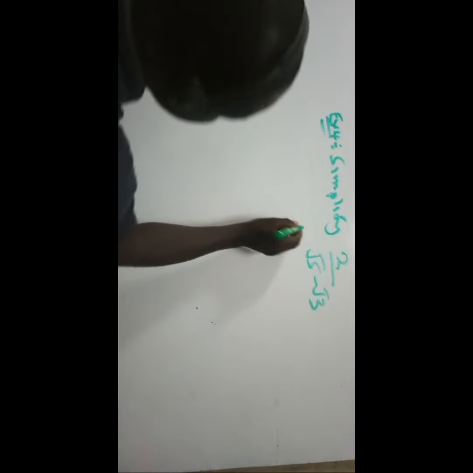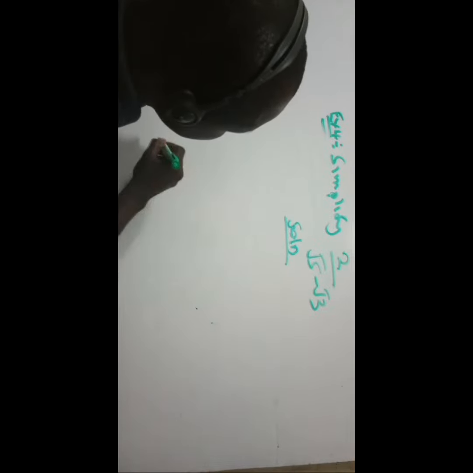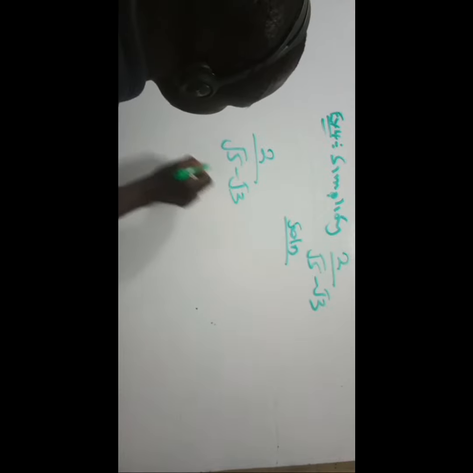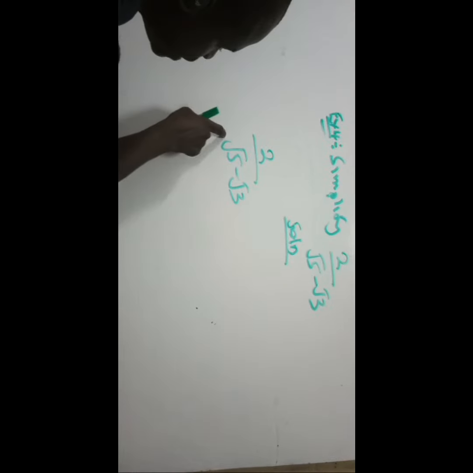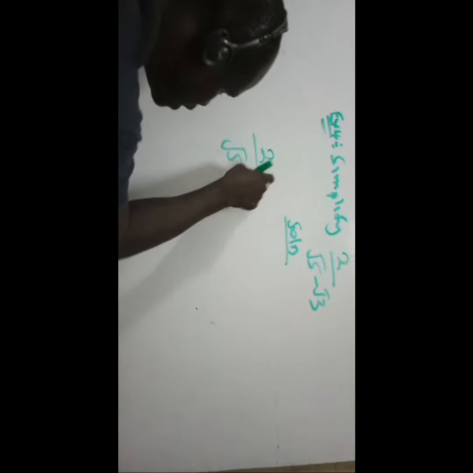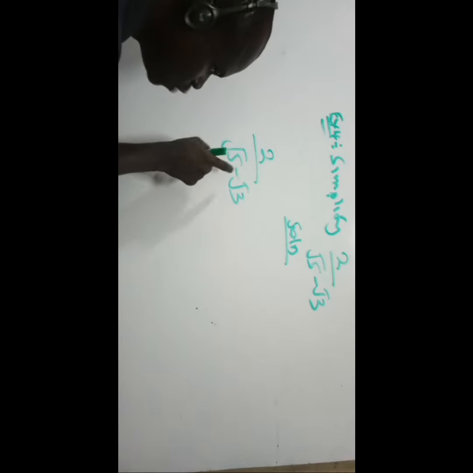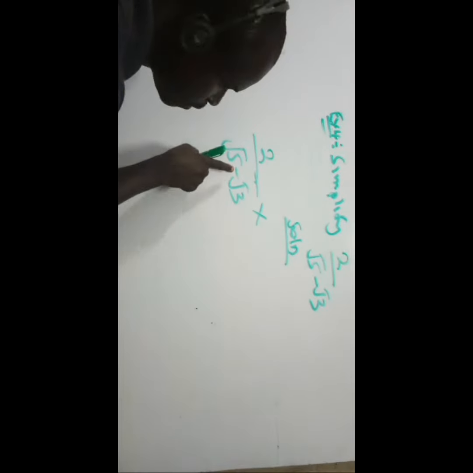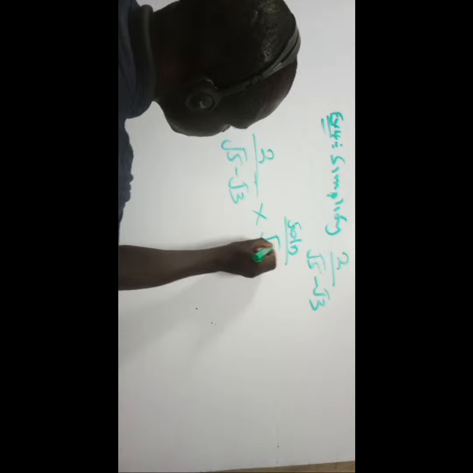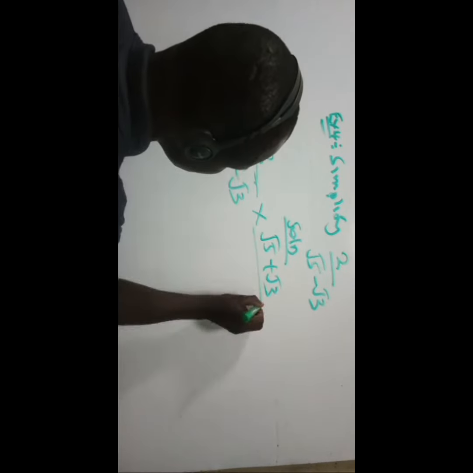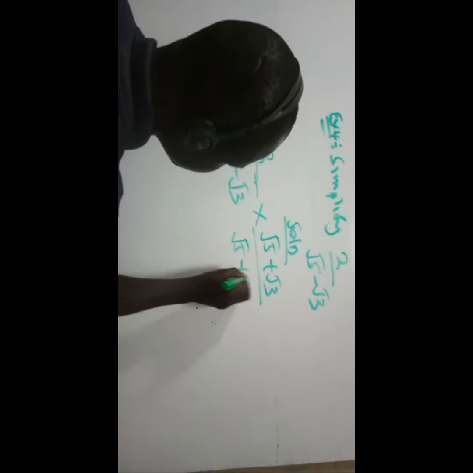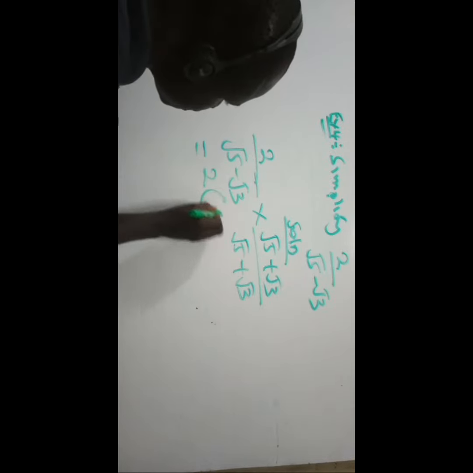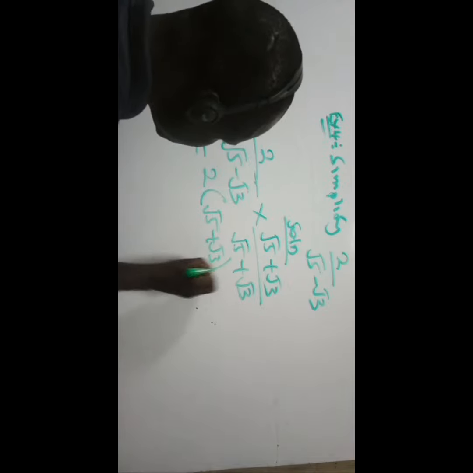So in this case, we have 2 all over square root of 5 minus square root of 3. For us to simplify this, we multiply the numerator and the denominator by the conjugate of this denominator. The conjugate simply means change the sign from minus to plus. So I will have square root of 5 plus square root of 3 all over square root of 5 plus square root of 3. At the numerator, 2 is going to multiply everything that you have, square root of 5 plus square root of 3. Okay?